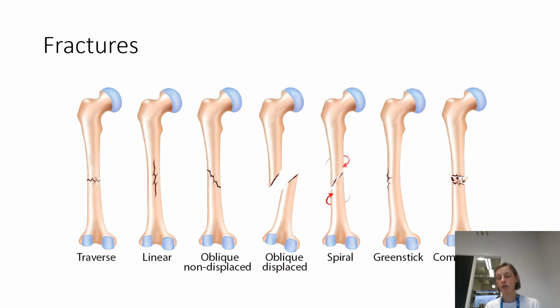Green stick fractures are not complete fractures at all, and these are more common in young children where the bones are still not fully formed. And then at the final, more complex stage, you get comminuted fractures where not only have you got a fracture, but the bone's fractured into several smaller parts, and these are definitely the more complex types of fractures.